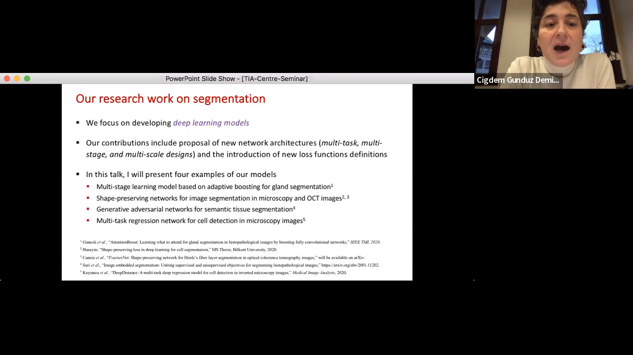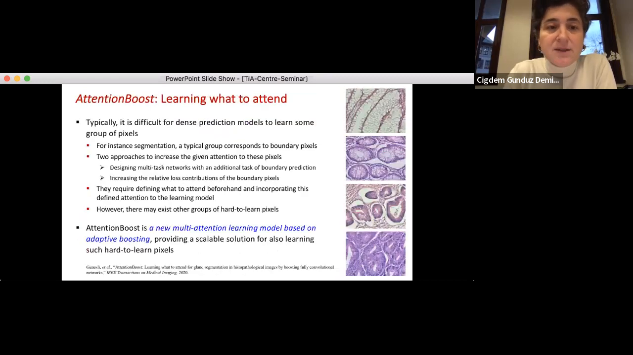So today, I will give you 4 examples of our models. The first one is the multi-stage learning model based on adaptive boosting for gland segmentation. Actually, that was the thesis of Gözde. And here I will start by giving you the motivations behind this model.